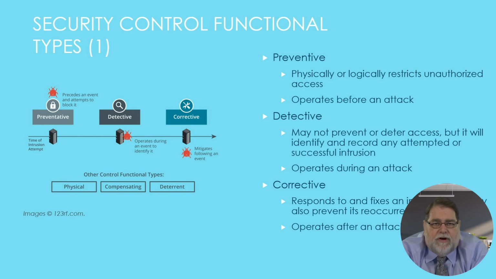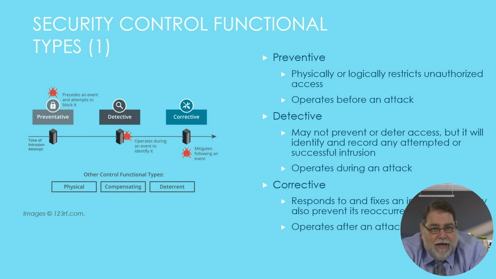Security control functional types. While the category describes the implementation type, a functional type describes what the control is deployed to do. So we have basically the three that are shown here: preventative, detective, and corrective. Preventative physically or logically restricts unauthorized access. It operates before an attack and tries to prevent it.